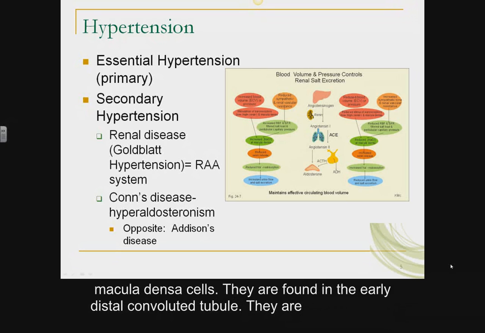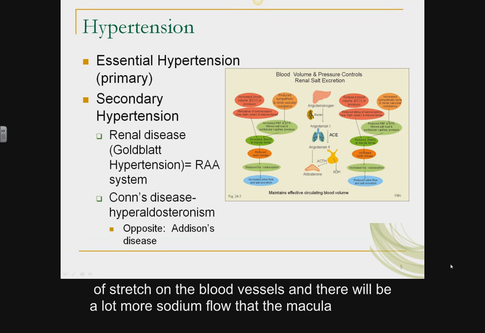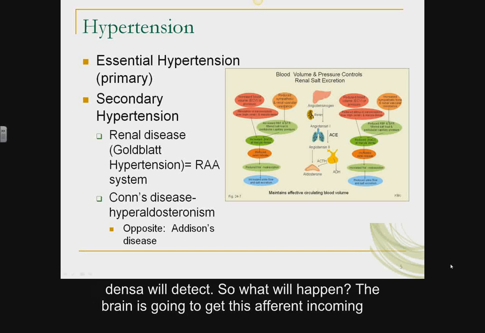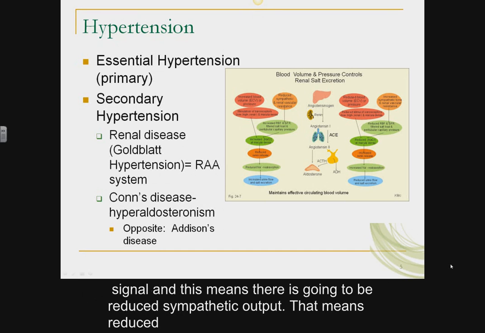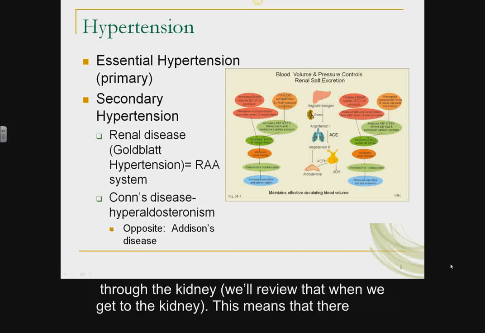Now, there are also cells within the nephron called macula densa cells. They are found in the early distal convoluted tubule. They monitor the amount of sodium in the filtrate. When blood pressure is high, there's a lot of stretch on the blood vessels, and there will be a lot more sodium flow that the macula densa will detect. So what will happen? The brain is going to get this afferent or incoming signal, and this means there is going to be reduced sympathetic output. That means reduced vascular resistance. When this happens, there's going to be an increased renal blood flow through the kidney.